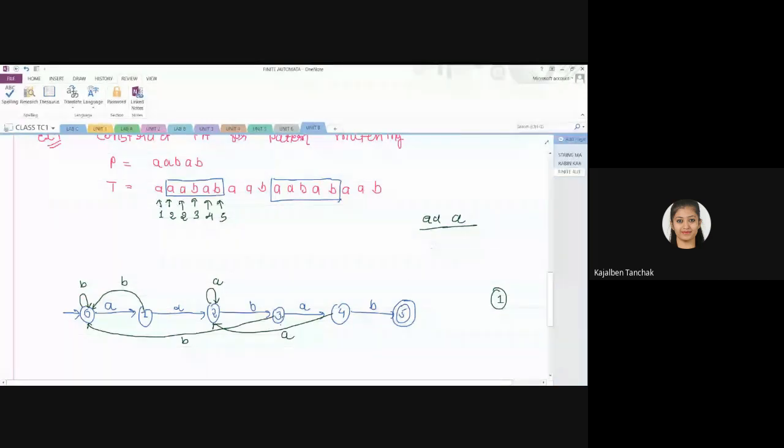This is not completed. We are having some characters left in the text. We have to check how many times this pattern is present. So what I will do, once we reach the final state.